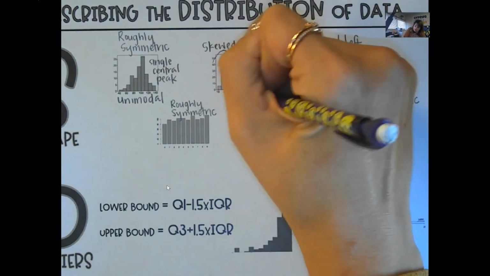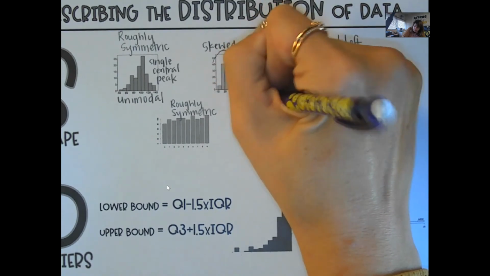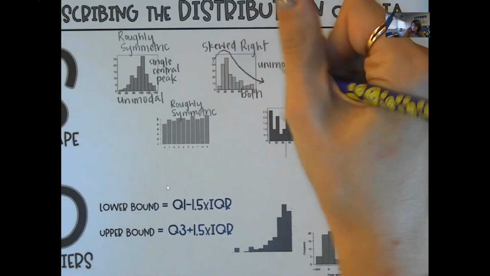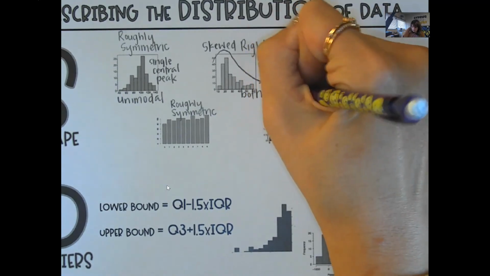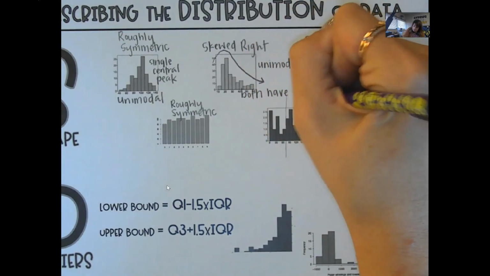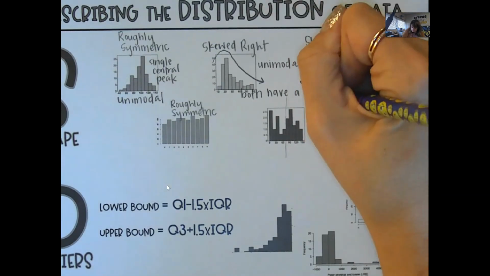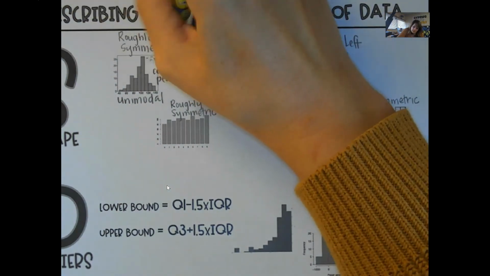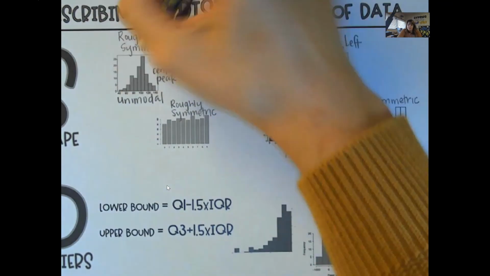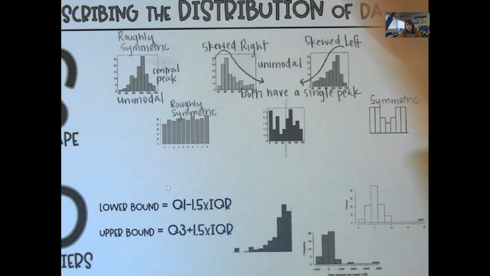You would say on both of these, they have not a central peak, sorry. They both have a single peak. So I guess on this one, you don't even need to say the word single, because you can't have more than one central peak. If it's the central peak, that means it's in the center of the data and there isn't more than one center.